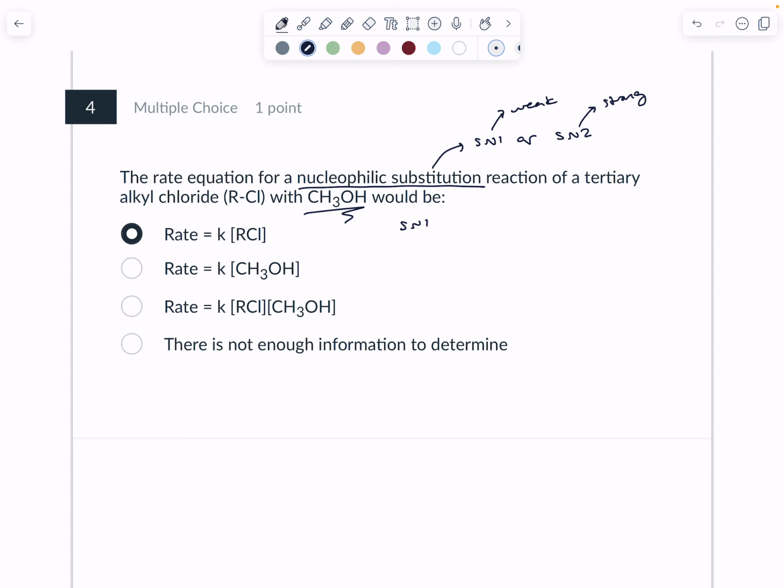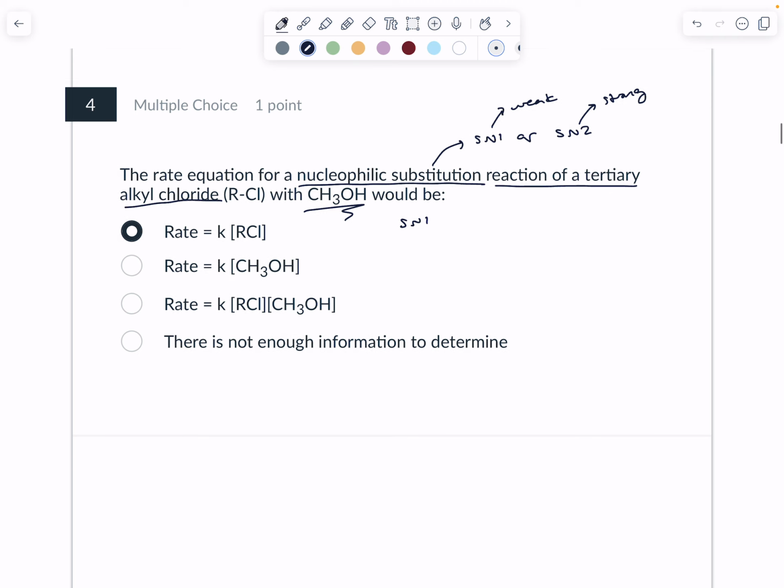I'm also going to look at the electrophile, a tertiary alkyl chloride. A tertiary alkyl chloride would be something like this, so that would be able to form a good leaving group, so this would be SN1. So the rate equation is, the rate is equal to k times the electrophile.